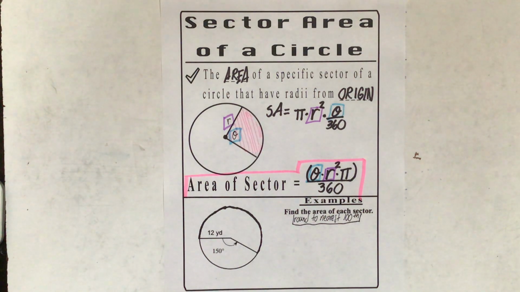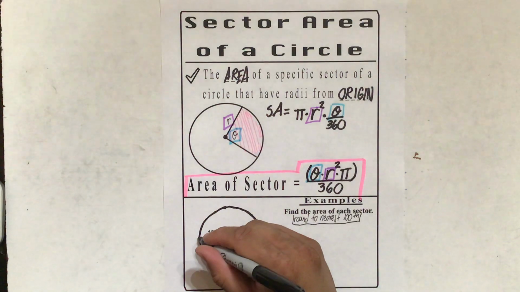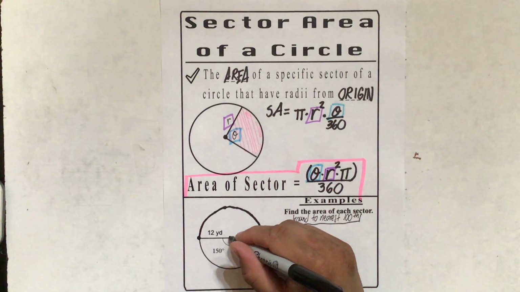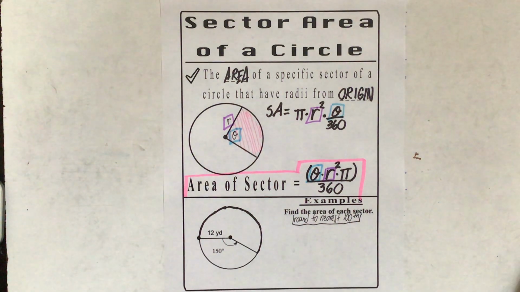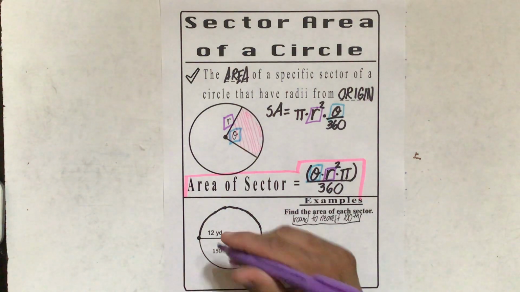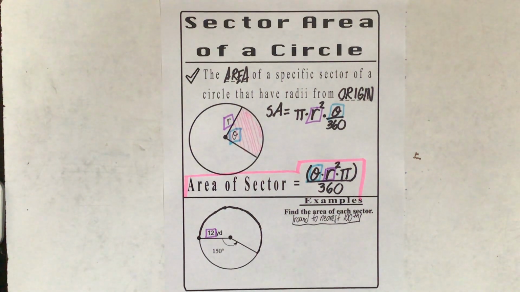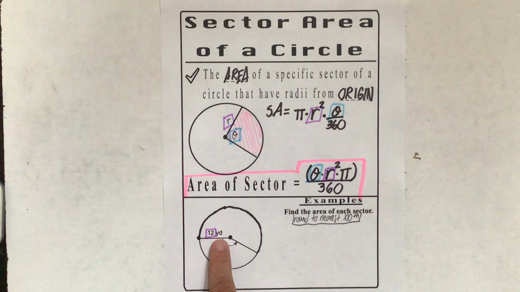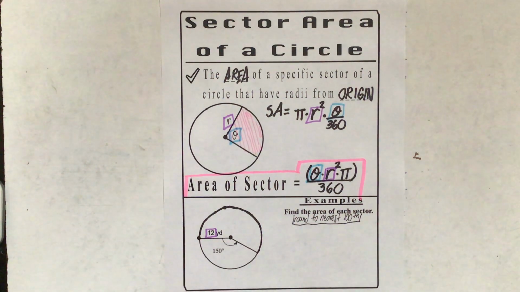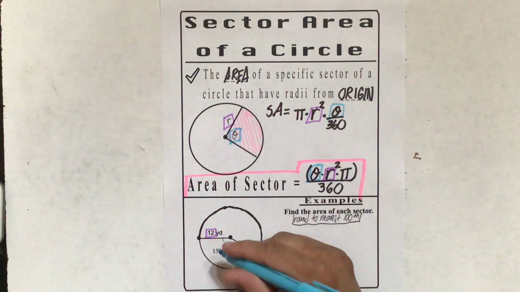So let's see the example they give us here. It says that the radius is 12 yards. So from here to here is 12. The radius is in purple, so let me do this in purple here: 12. And from here around is 150 degrees. Well, that's my theta.